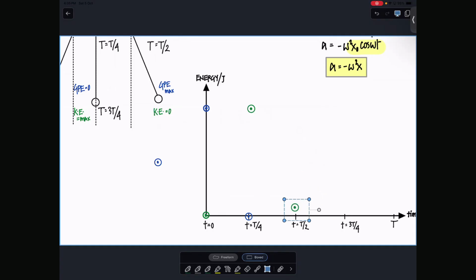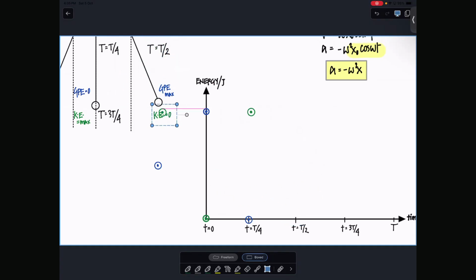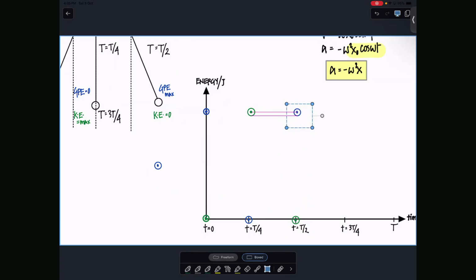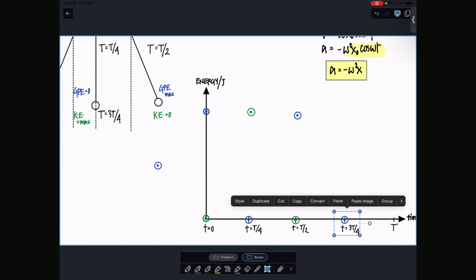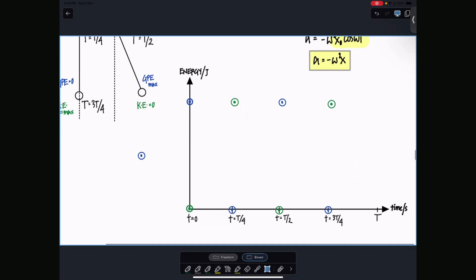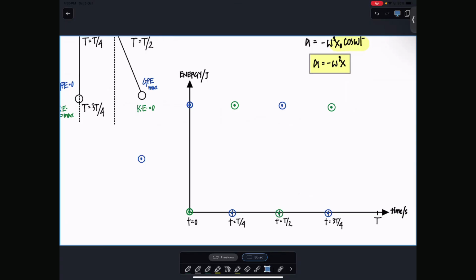Next, again, at T by 2, at that location, what is my K? 0. So K becomes 0. And what would my GP become? Maximum. So the GP is maximum again. And then on its way back, what would my GP become? 0. And what would my K become? Maximum, right? So yeah, it's a constant energy flow system. You're correct.